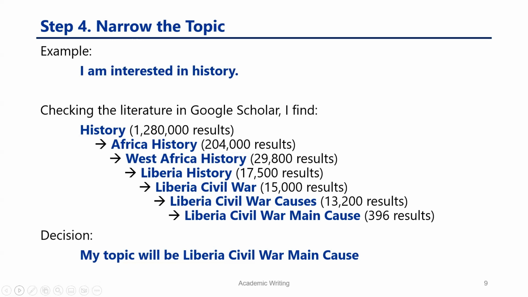Okay, what can I look at within the Civil War? How about the causes of the Civil War? So I type Liberia Civil War causes and I get 13,000 results. Still too many articles for me to read. So I will try to narrow it even further and I'll say Liberia Civil War main cause. There I get 396 results. Okay, I can browse 396 articles. That's a reasonable amount. So I've decided my topic is going to be the Liberia Civil War main cause.